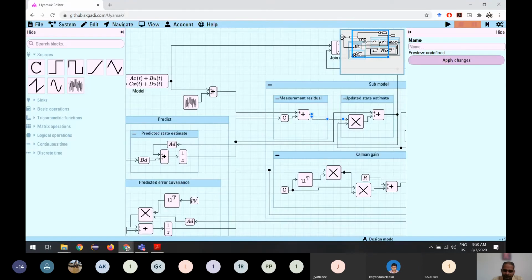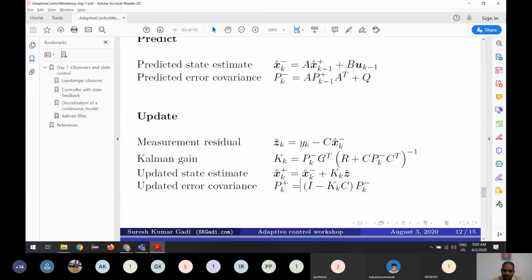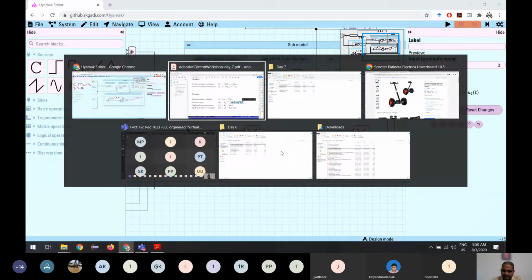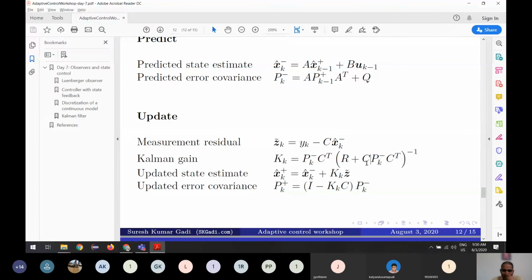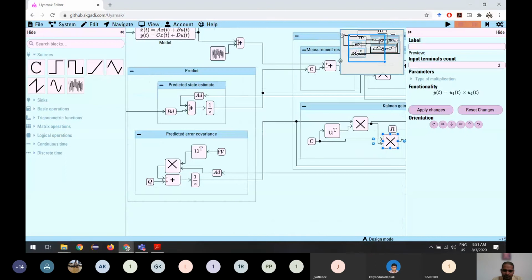How are we implementing this? In this block. Let us first find this part, how we are doing this. R plus C times Pk minus, C transpose. If you see Pk minus, it should be coming from this. We receive the minus from here.